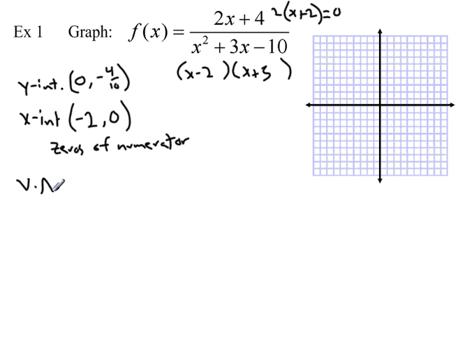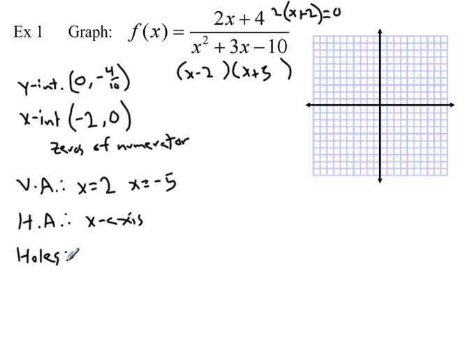All right, let's talk about vertical asymptotes. In this case, there will be 2 of them because there's 2 zeros of the denominator. There's going to be an asymptote at x equals positive 2 and at x equals negative 5. Horizontal asymptote. The power on top is less than the power on bottom, so we don't have to do any work. We just know that the x-axis will be a horizontal asymptote. And one other thing we know, there are no holes on this graph because nothing's simplified.